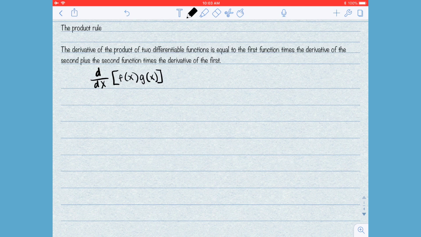So this is stating I'm looking for the derivative. I've got two functions, they're being multiplied together, and I want to find their derivative. So I'm going to find the derivative of f and leave g, and I'm going to add that to leaving f and finding the derivative of g.